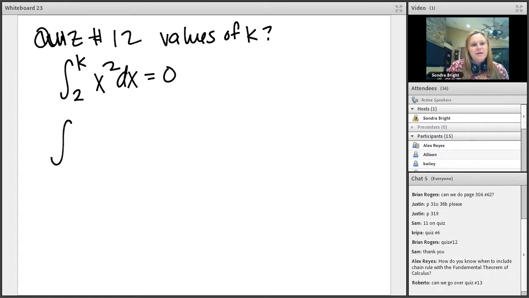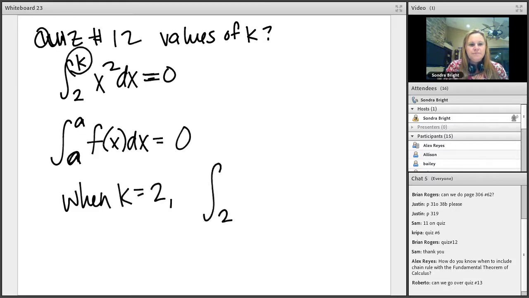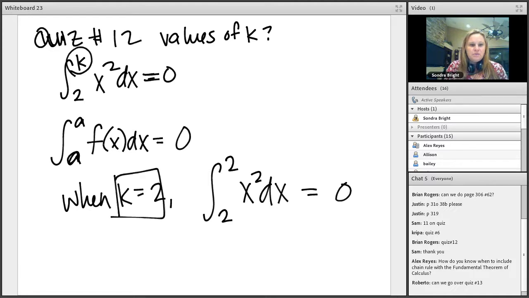All right, well, when is this 0? Remember, the rule is that if you take an integral from a to a of any function, doesn't matter what it is, then it's 0, because you're finding the area from a to a, right? So what value of k would make this integral equal to 0? Well, when k equals 2, then you would have from 2 to 2 of, doesn't matter what the function is, when you go from 2 to 2, it'll end up being 0. So k equals 2 is your answer. That one.